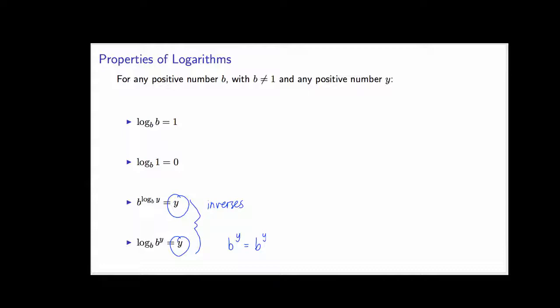So the key from this lesson is these four properties of the logarithms. For any positive number b with b not equal to 1, and any positive number y, the log base b of b is equal to 1, the log base b of 1 is equal to 0, b to the log base b of y is y, and the log base b of b to the y is equal to y. And to prove all of these properties, or understand why all of these properties are true, we look at the corresponding exponential equations.